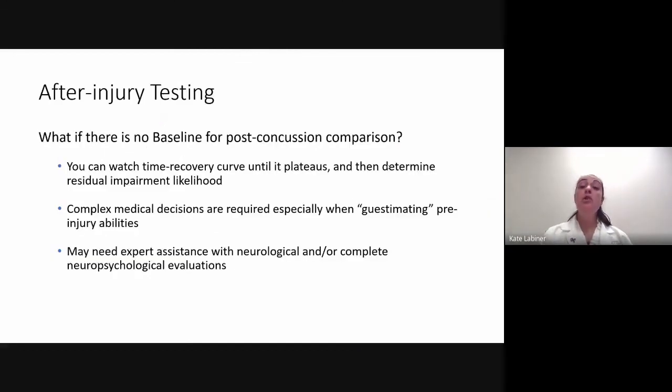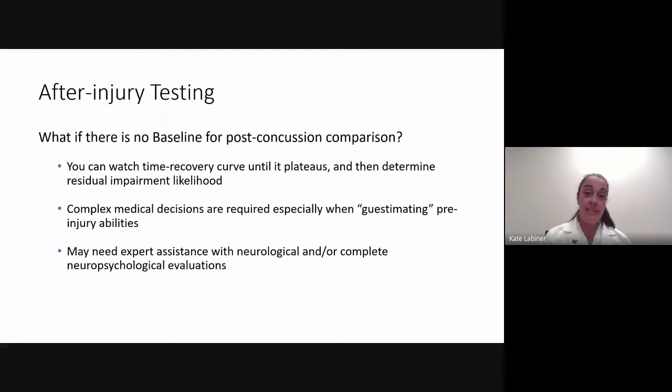So what do we do if there's no baseline testing, right? We recommend that you bring baseline testing to us. We recommend that kids have baseline testing. What do you do if you don't? What we'll do then is watch a time recovery curve, meaning we're going to keep testing you and then see kind of where your curve is and determine then, is it that you may have a slight residual impairment or is it just that that was maybe your baseline?